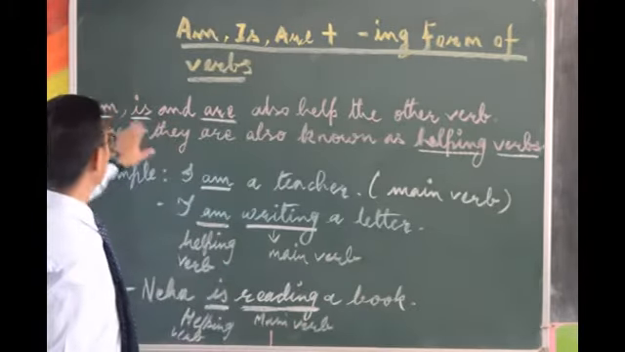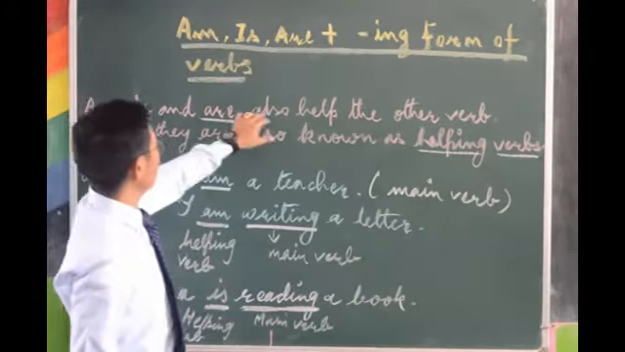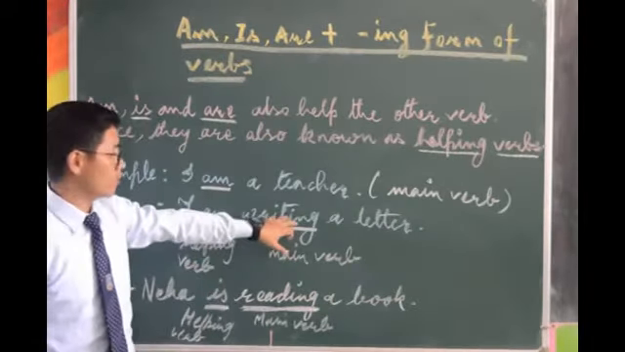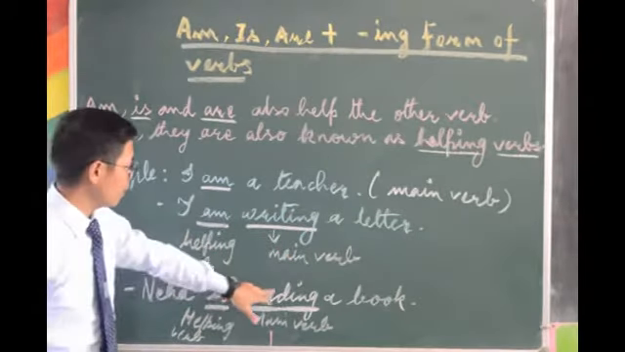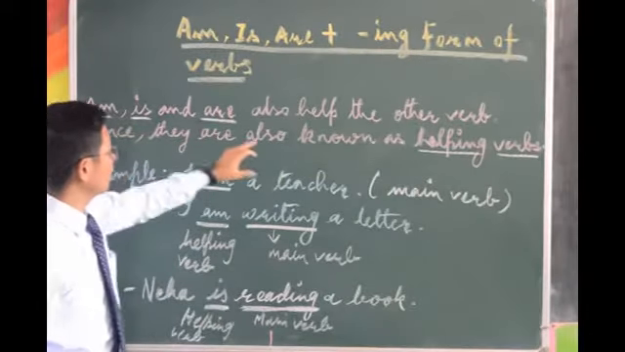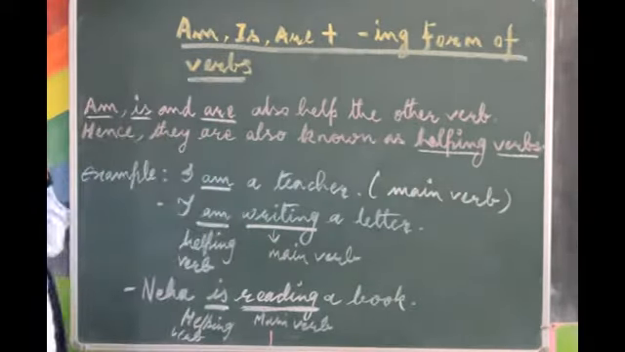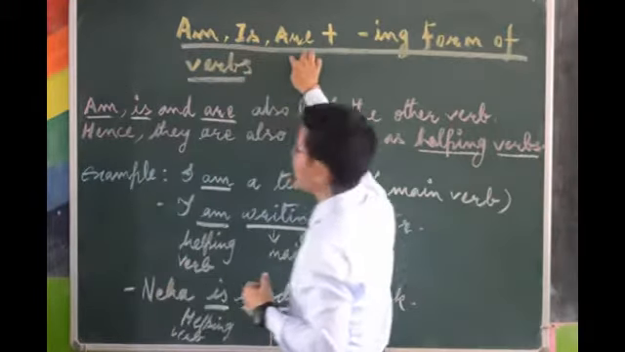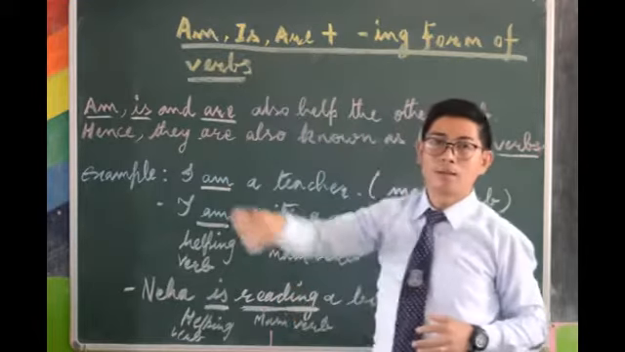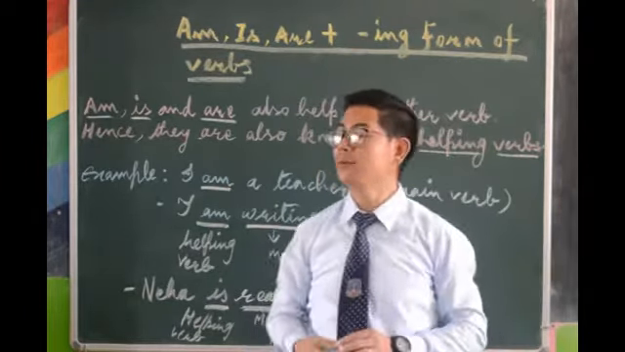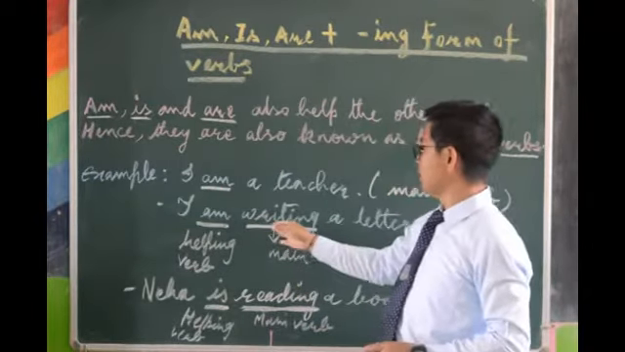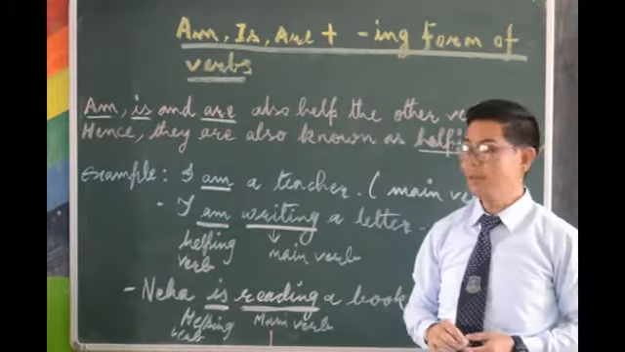So in the sentence, am, is, are also have other verbs. Am is helping the other verb, that is writing, isn't it? Is is having another verb, reading. They are known as helping verbs. So am, is, and are. In the previous class, I told you that am, is, and are are also known as helping verbs. So I have shown you how and why they are called helping verbs.